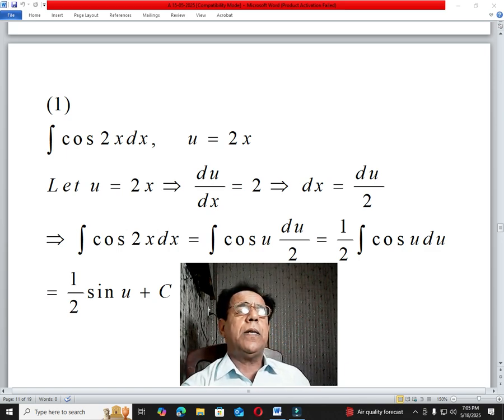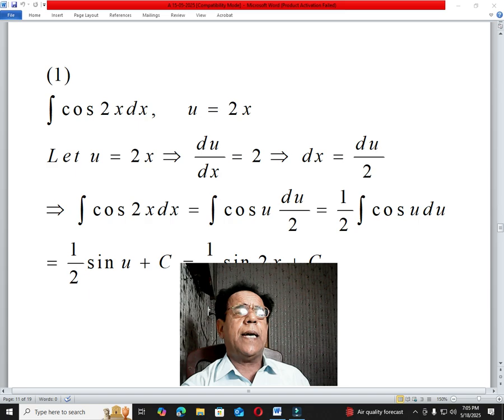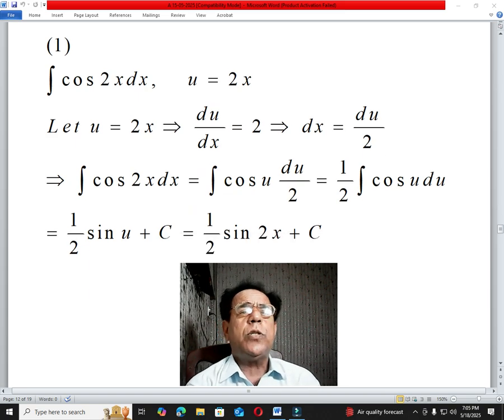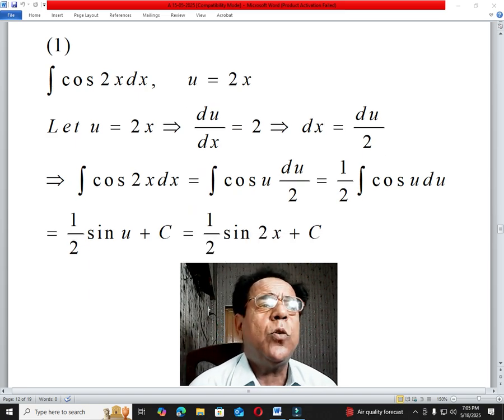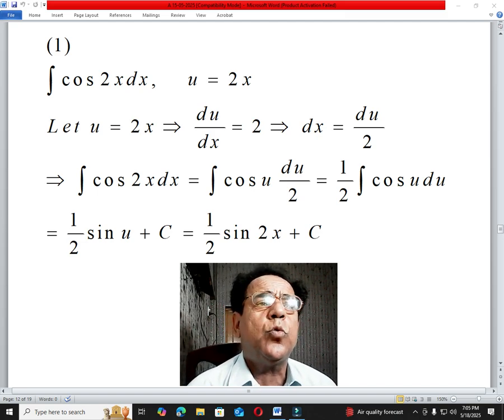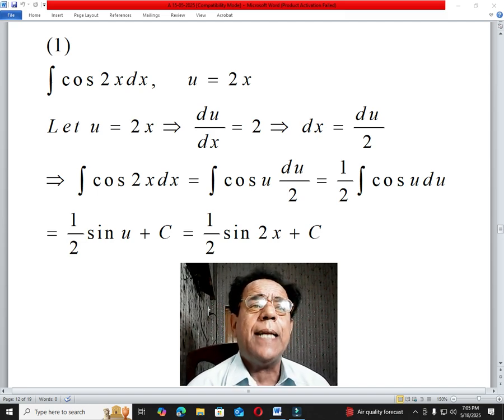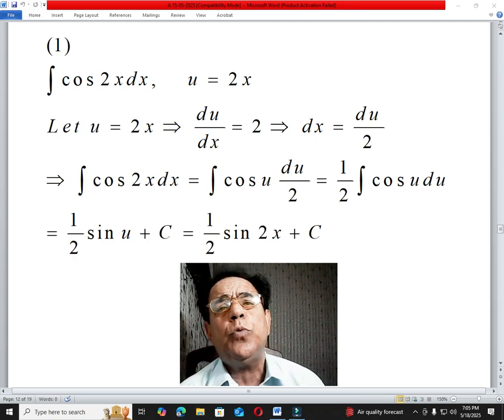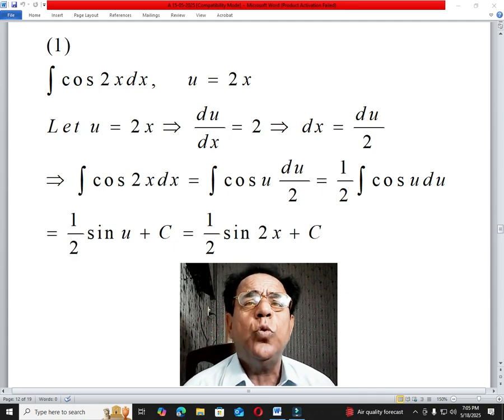Okay, problem number 1, integration of cos 2x dx. Here the substitution is u equal to 2x. Let u equal 2x. This implies that du by dx will be equal to 2, and hence dx will be equal to du by 2, half du.